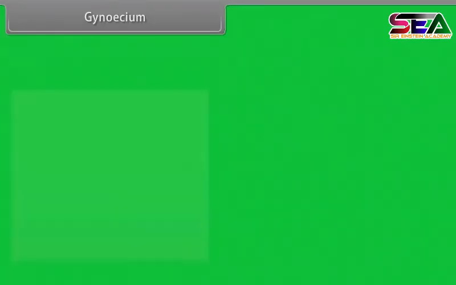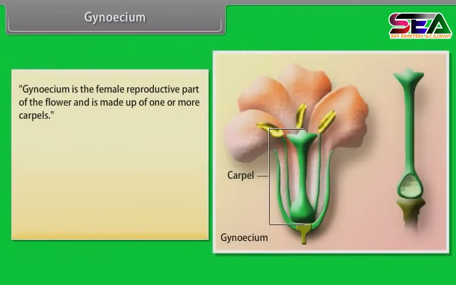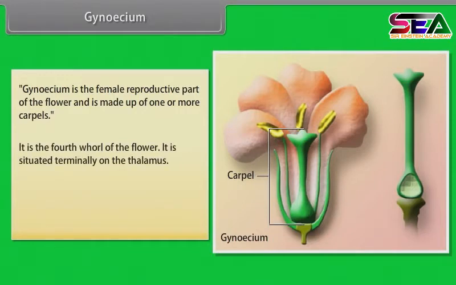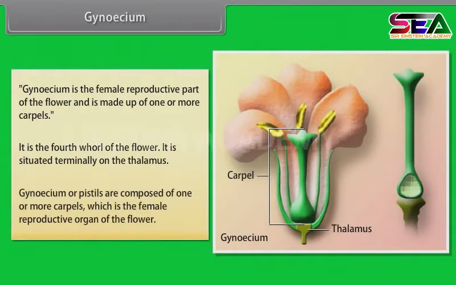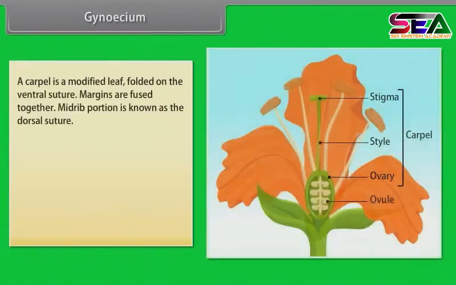Gynoecium. Gynoecium is the female reproductive part of the flower and is made up of 1 or more carpels. It is the 4th whorl of the flower. It is situated terminally on the thalamus. A carpel is a modified leaf folded on the ventral suture. Margins are fused together. The midrib portion is known as the dorsal suture.